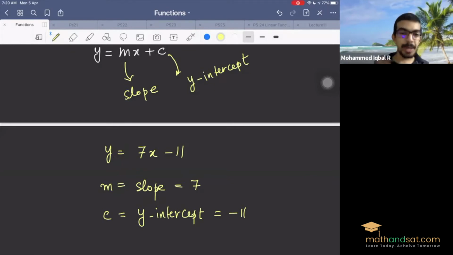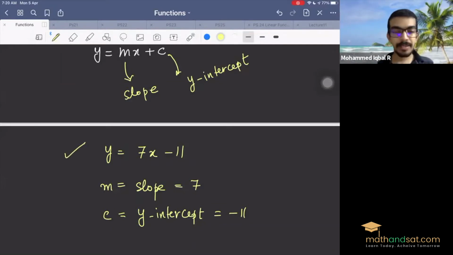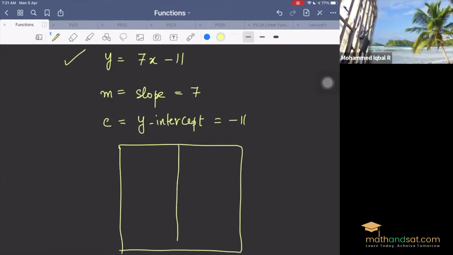Now we are going to see the significance of the numbers 7 and minus 11. Please listen carefully. I'm going to take this example, and then we are going to see the significance of the number 7 as well as minus 11. So let us say we are going to create an input-output table, a list of some inputs and some outputs.